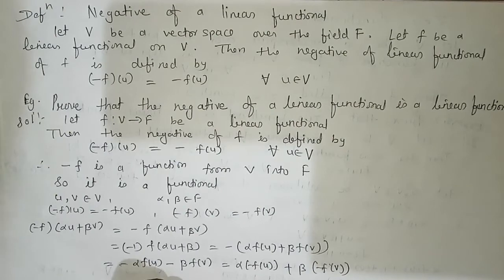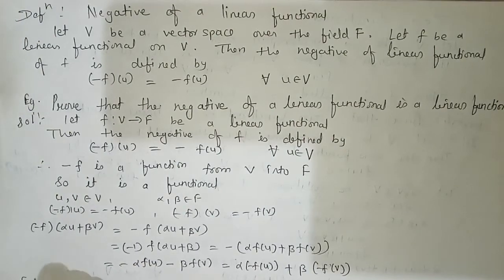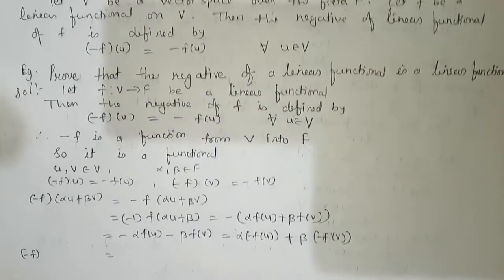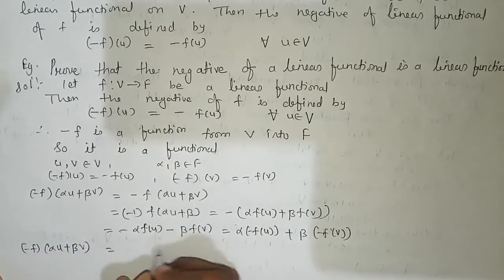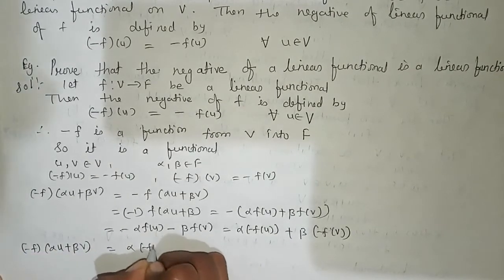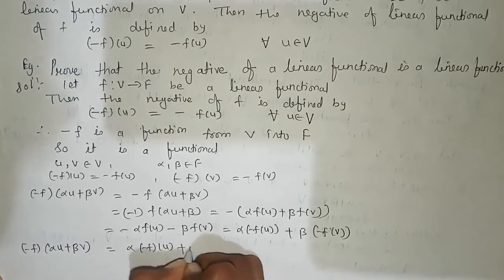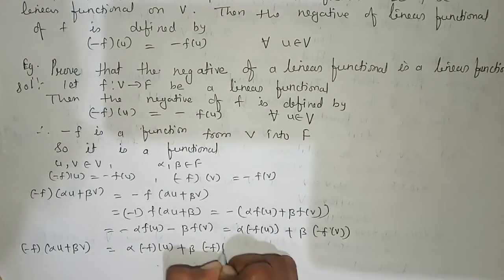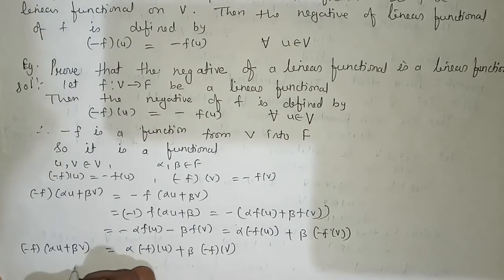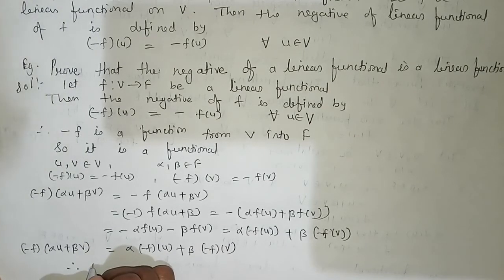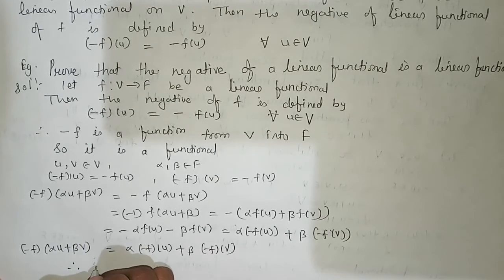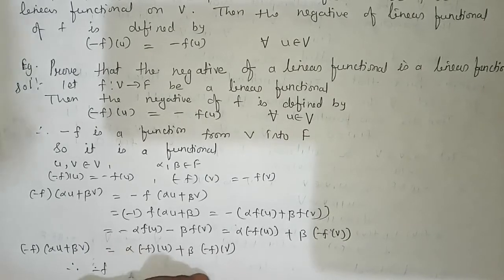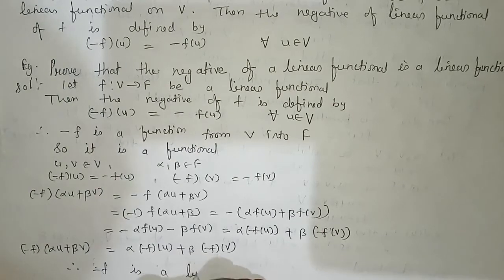So from here we can say that (minus f)(alpha u plus beta v) is equal to alpha (minus f)(u) plus beta (minus f)(v). Therefore, we can say that the negative of a linear functional is a linear functional. Therefore, minus f is a linear functional.